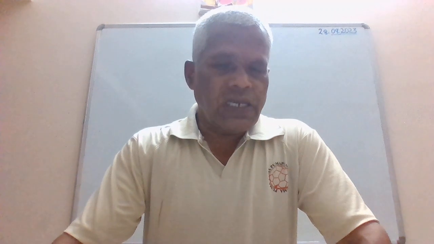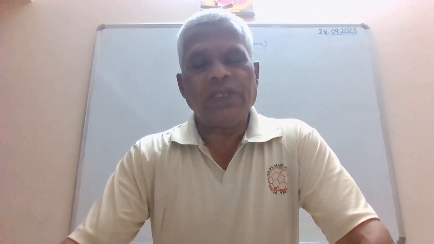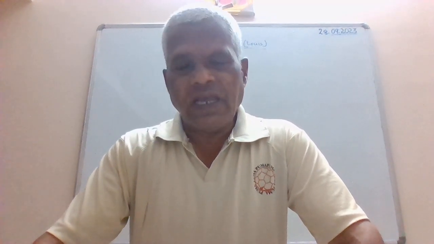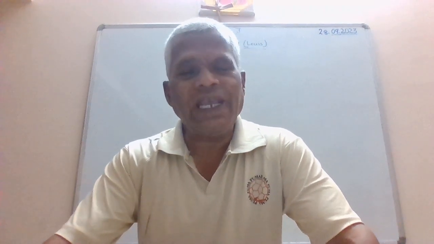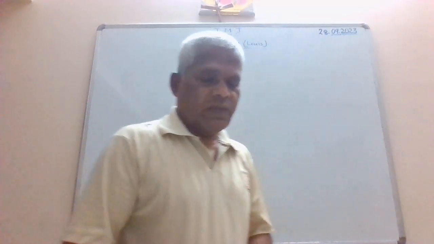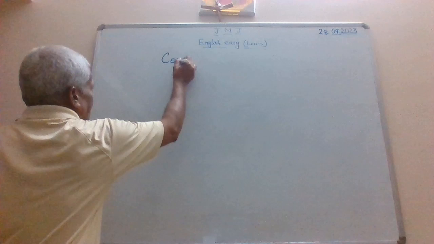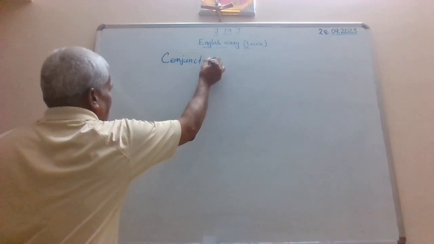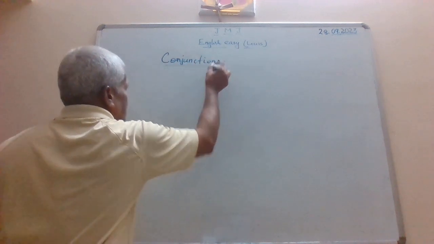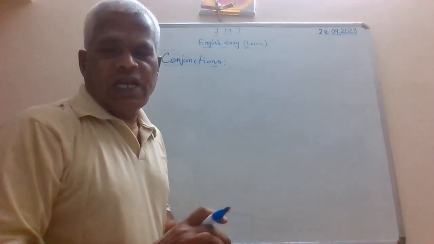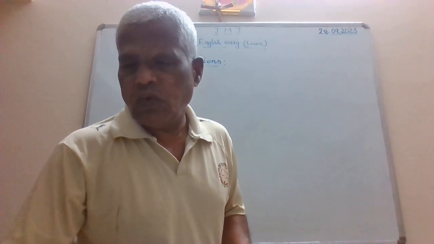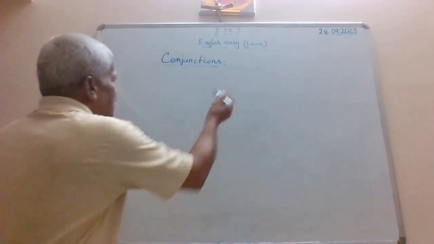Conjunction. When we talk about the basic information or definition of the word conjunction, conjunctions are none other than the words that are used to link two words or two sentences. So simply we can write the definition. Let me write conjunctions. They are words used to link two words or two sentences in English. That's why they are conjunctions.